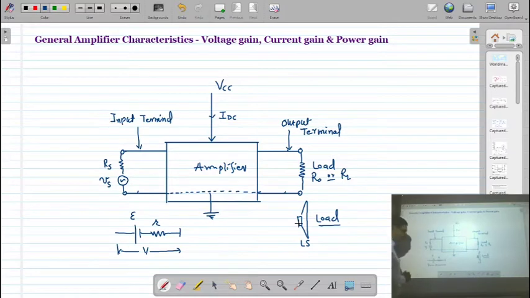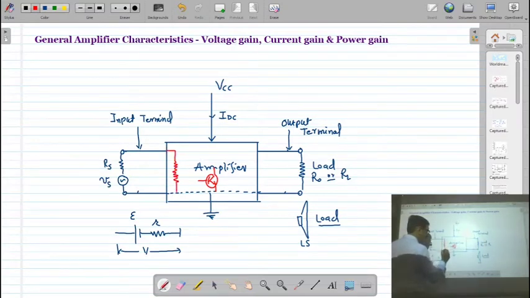Okay? Now this amplifier contains an active device like a transistor, correct? Already you know. Now surrounding the transistor, a number of components are connected together. Due to this, the amplifier is going to offer some resistance to the source, and that is known as the input resistance of the amplifier. So normally here it is represented as Ri. This is called the input resistance.